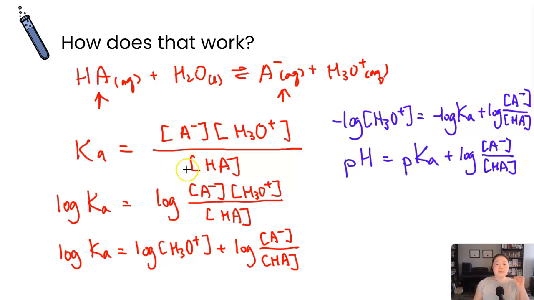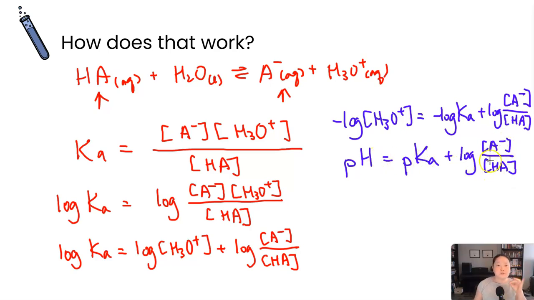So yes, technically, whenever you're doing anything with a Ka and you're dealing with these concentrations, they should be equilibrium concentrations. But when you're dealing with a buffer solution and the Henderson-Hasselbalch equation, you actually don't have to find out what the equilibrium concentrations are, because again, the premise of a buffer is that these concentrations aren't really going to change that much when they get to equilibrium, and so that is what we're dealing with.